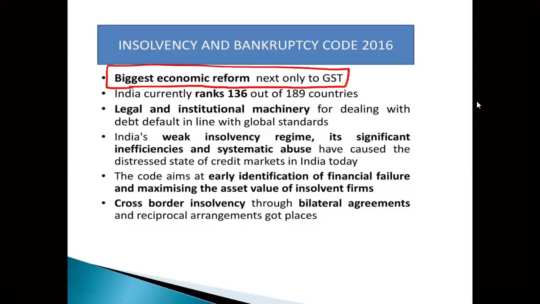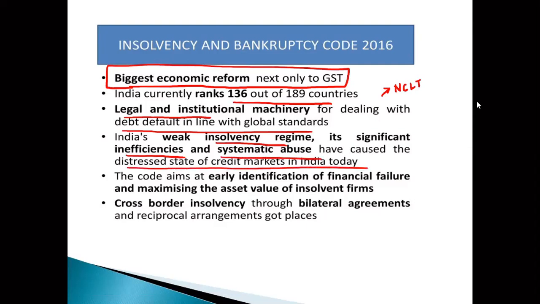Next to the GST. India currently ranks 136 out of 189 in insolvency and bankruptcy. Legal and institutional machineries for dealing with debt default in line with global standards were established. That is called NCLT, the National Company Law Tribunal. I'll tell you, India is weak in its insolvency regime. Its significant inefficiency and systematic abuse have caused a distressed state for credit markets in India.